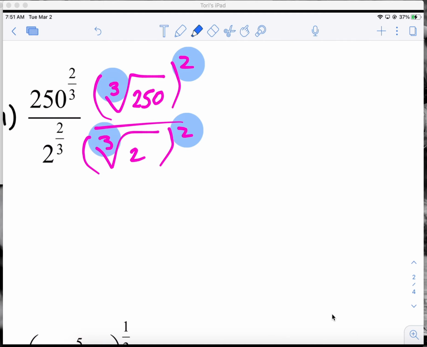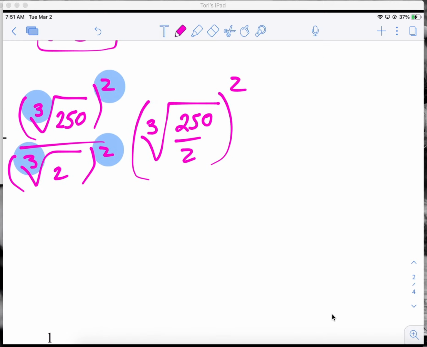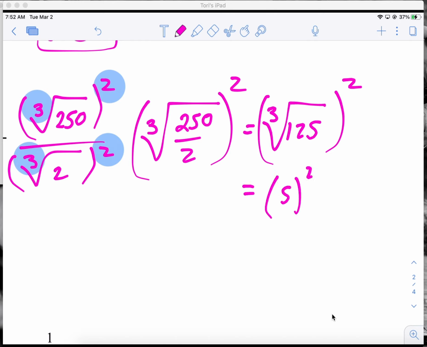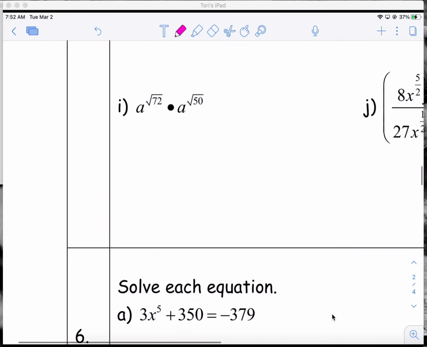So since this is all the same, I can do one big cube root and one big square and put those fractions together, 250 over 2. Because if I write it like that, now I can simplify that into something that actually helps me. So I would say cube root of 125 and then square it. Well, 125 is a number I'm supposed to know as a cube. That gives me just 5. And 5 squared makes my life a lot easier. Your whole goal is to try and use numbers that make your life easier.